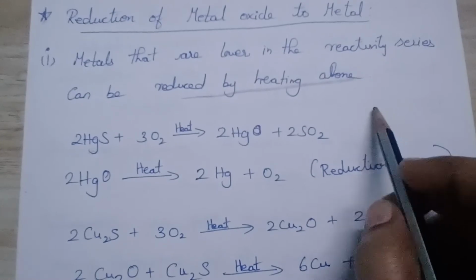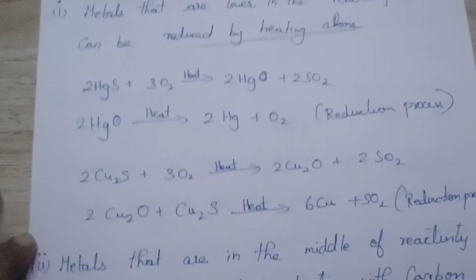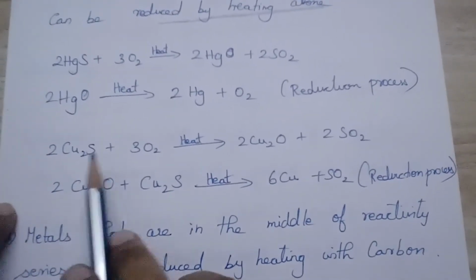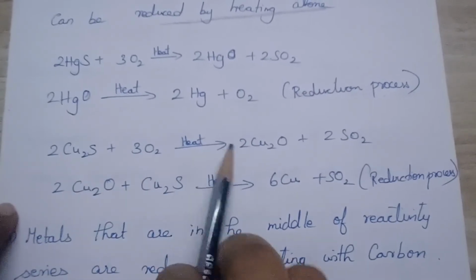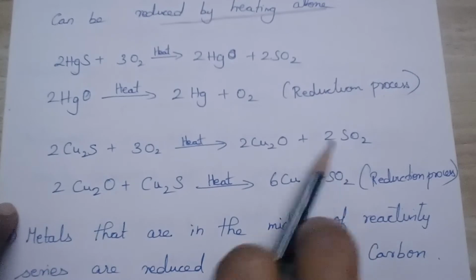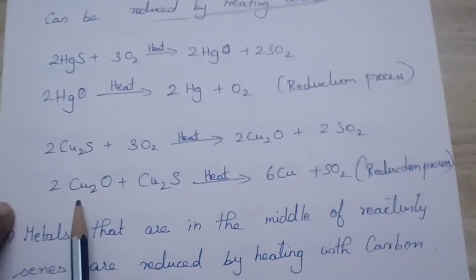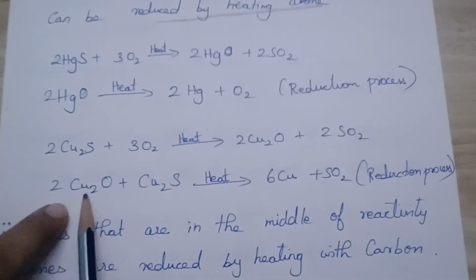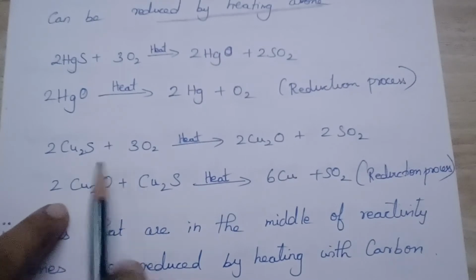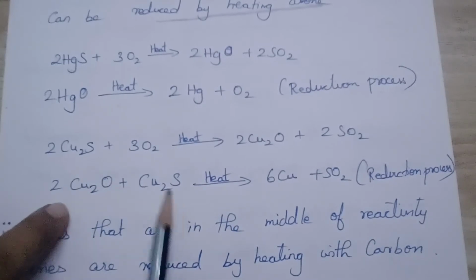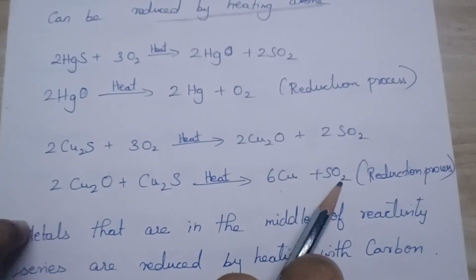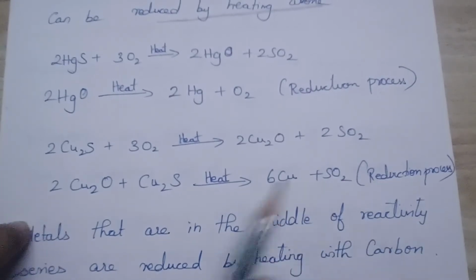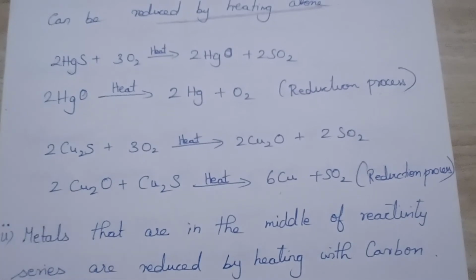Clear on this? Likewise, copper sulfide on heating in the presence of oxygen gives copper oxide plus sulfur dioxide. On further heating, this copper oxide with some amount of copper sulfide gives copper plus sulfur dioxide. This is your reduction process when the metals are of low reactivity.